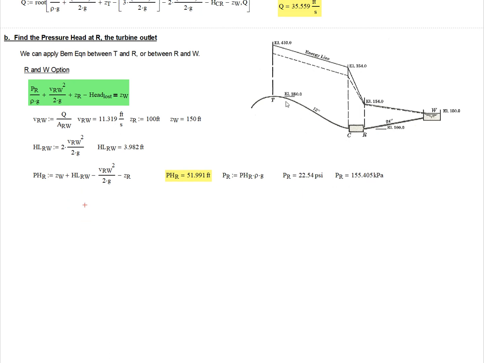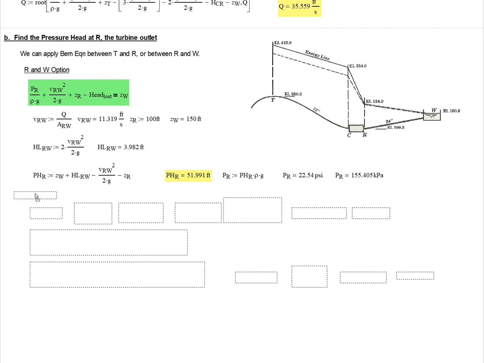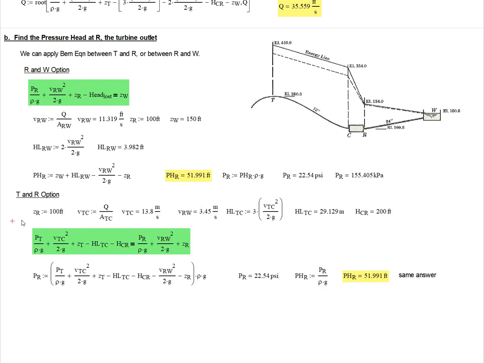What if I wanted to do the pressure head calculation between T and R? Well, I could do that as well, and I should get the same answer. So let's take a look at that real quickly. Here's a bunch of information that is calculated or already entered and repeated for convenience. Here's my Bernoulli equation. Yes, I do need the pressure head at T. Yes, I do need the velocity at T. Yes, I do need the elevation. I do need the head losses between T and C and R.